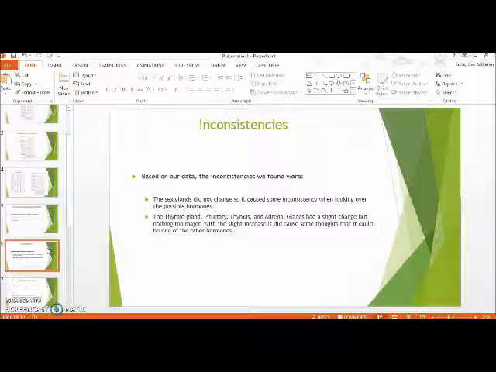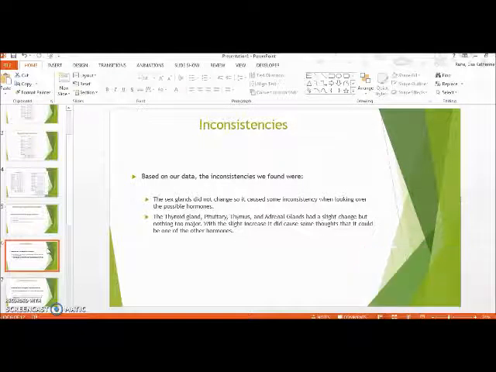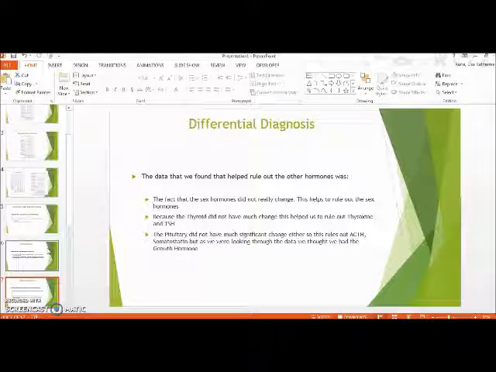Based on our data, the inconsistencies we found were that the sex glands did not change, so it caused some inconsistency when looking over the possible hormones. And the thyroid gland, pituitary, thymus, and the adrenal glands had a slight change, but not too major. With the slight increase, it did cause some thought that it could be one of the other hormones. So we further collected data and then did a differential diagnosis.